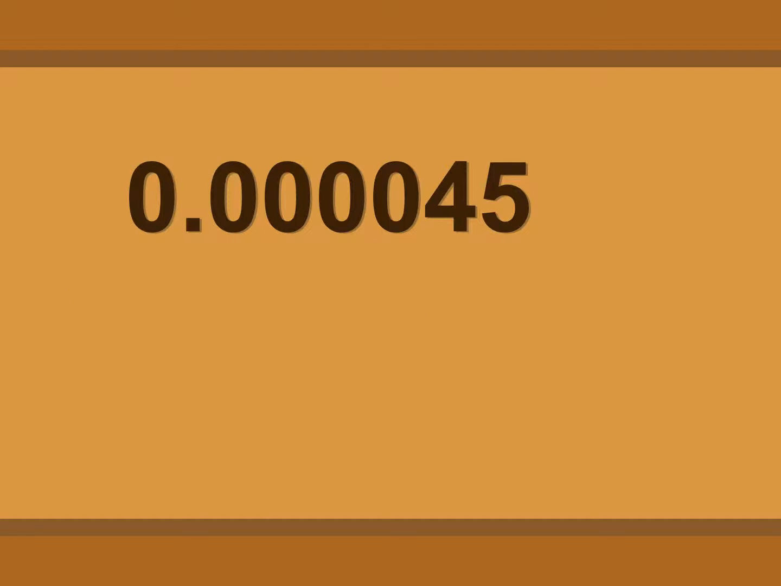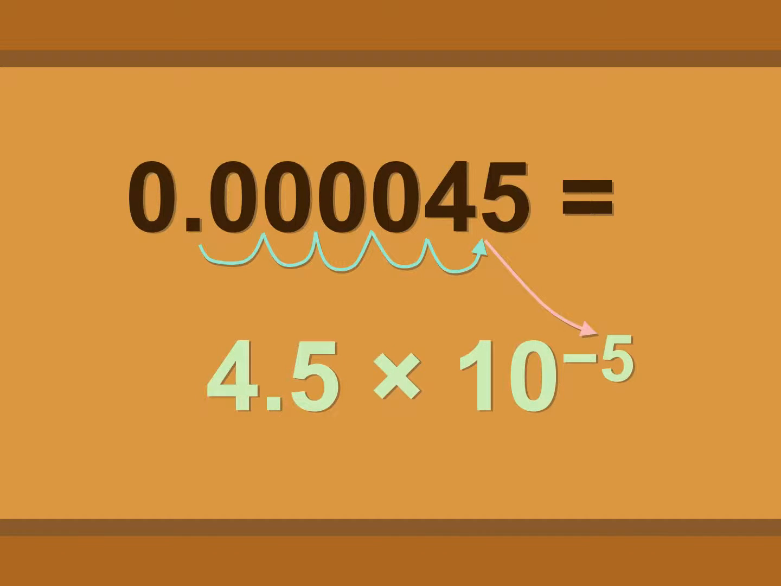Let's look at this number, 0.000045. So this number is really tiny. The steps start off the same. The first thing you want to do is move the decimal until you have a number between 1 and 10. So we actually have to move it 1, 2, 3, 4, 5 times in order to get a number between 1 and 10. And that becomes our exponent, or our power of 10.